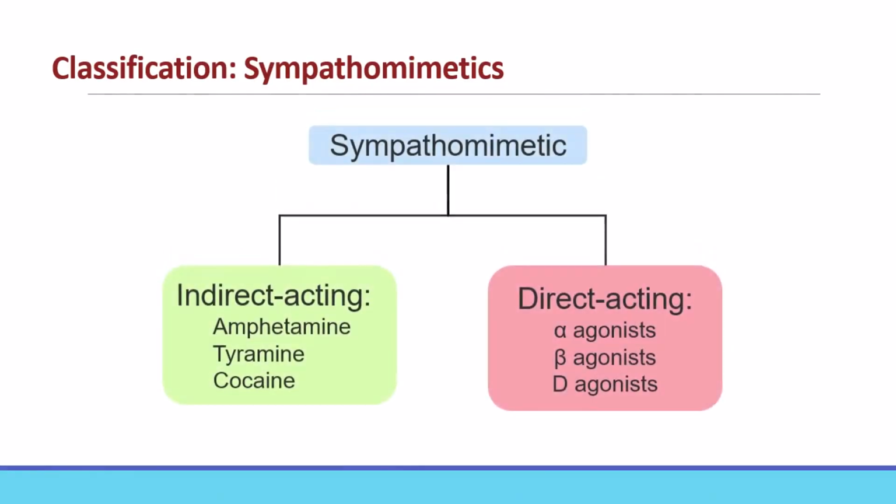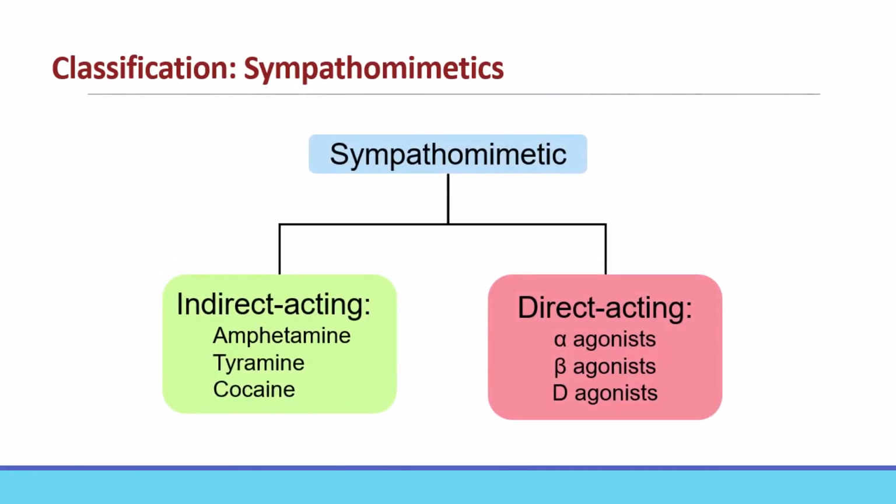The classification into direct and indirect acting agents introduces a fundamental distinction. Direct acting drugs interact with receptors, producing predictable effects. Indirect acting drugs, however, depend on the release of endogenous neurotransmitters, making their effects dependent on neuronal integrity and neurotransmitter availability.